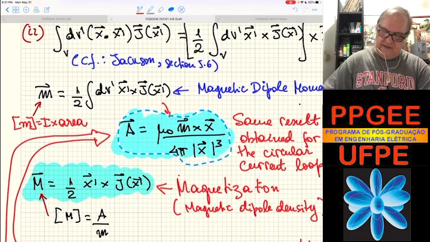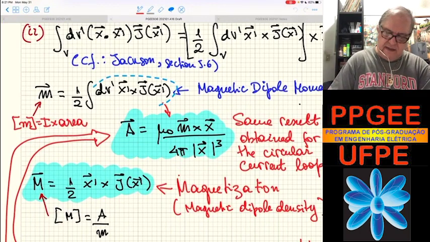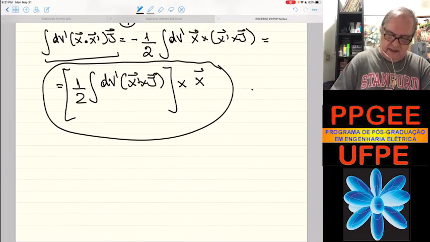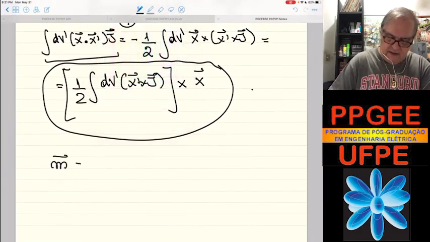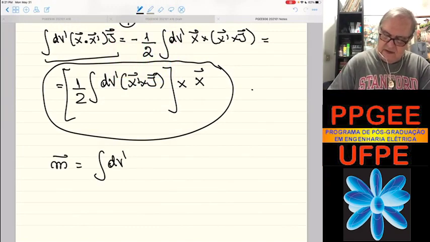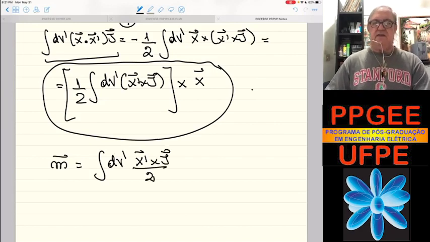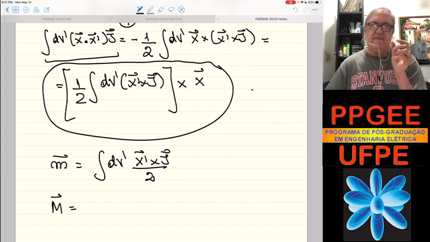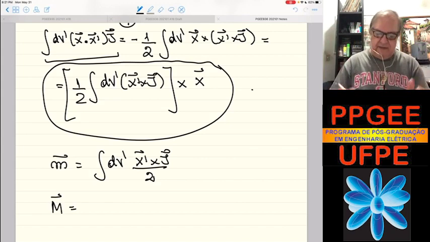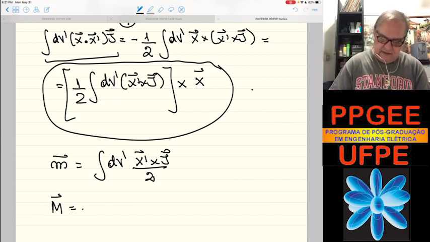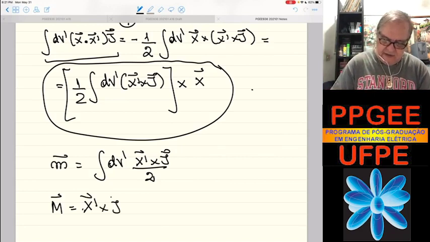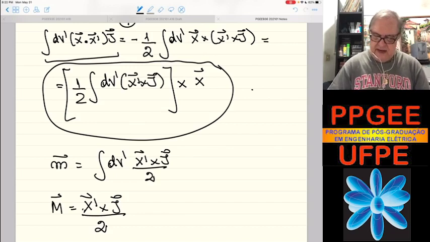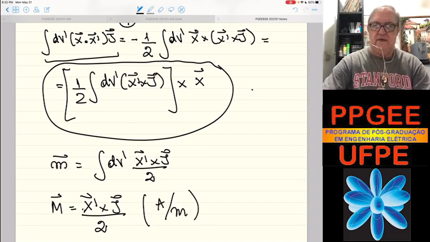So the definition of the quantity that appears in the integrand: m equals the integral of x prime cross j over 2. This is called the magnetization, which for localized things doesn't have much meaning, but for a distribution of dipoles it's going to have a meaning. Then we can have a magnetization, this density function, x prime cross j over 2, which is measured in amps per meter. Something we're going to explore.